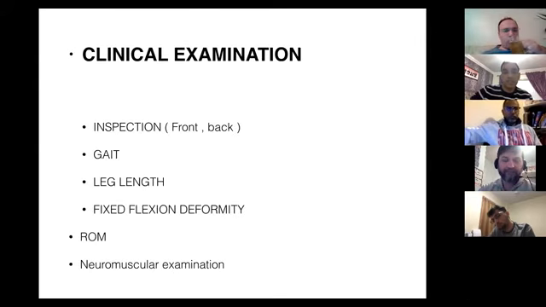Again, clinical examination. So clinical examination starts from the moment you enter there. So keep your eyes open. Look for any clues. Look if there is any stick there, Zimmer frame there, shoe raise. Patient has a shoe raise or build up shoes in there. Look from the front. Ask them to undress.